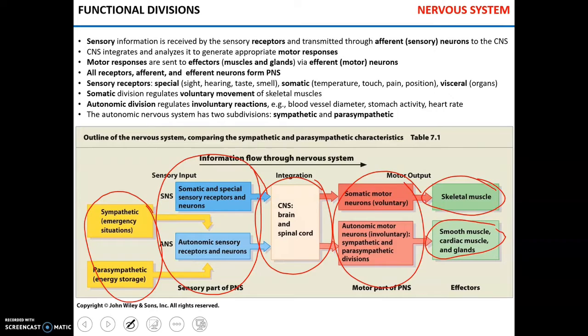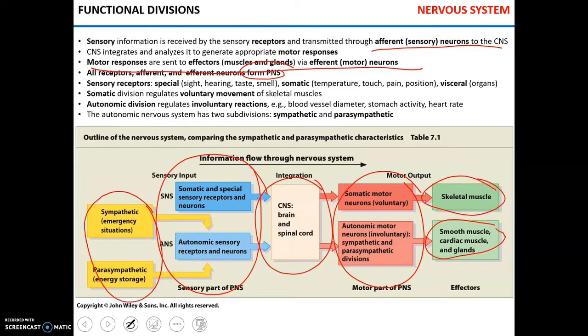The branch of the nervous system that is collecting the information and transmitting the sensory information to the CNS is called the afferent division. Once the central nervous system integrates and generates appropriate responses, those motor responses are sent to the effectors via the efferent or motor division of the peripheral nervous system. So essentially all efferent and afferent neurons, as well as all receptors, form the peripheral nervous system.